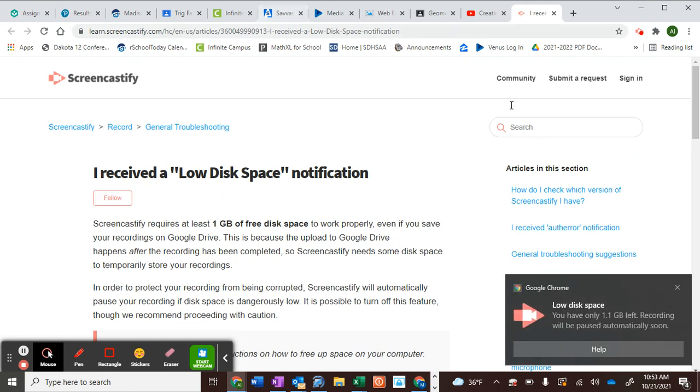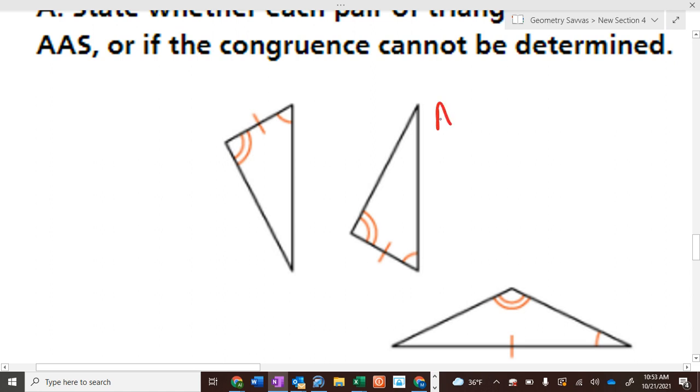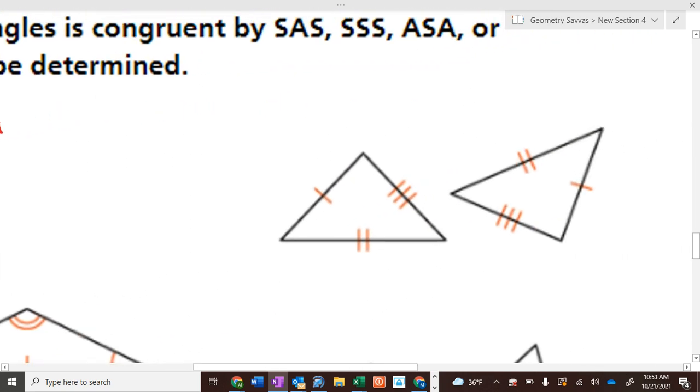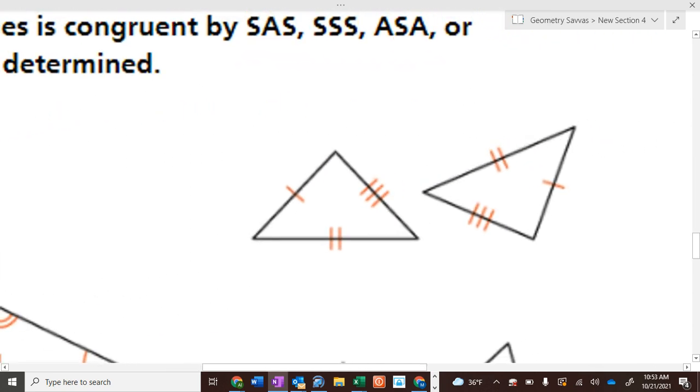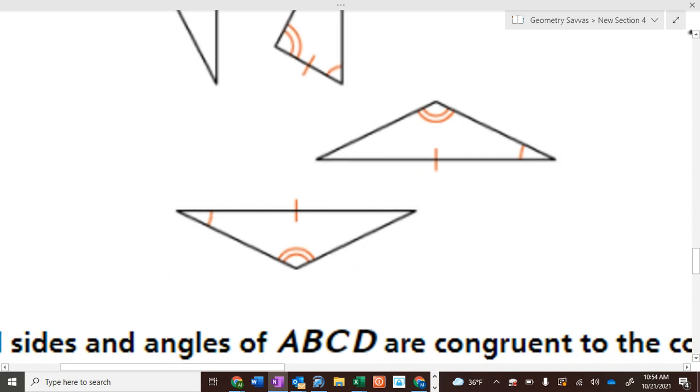Yeah, I need to do a bunch of deleting. Okay, now let me go back to this. Okay, are these congruent? Why? Angle side angle. Two angles and the side in between. Angle side angle. What about these two? Yes, by side side side. What about this one?